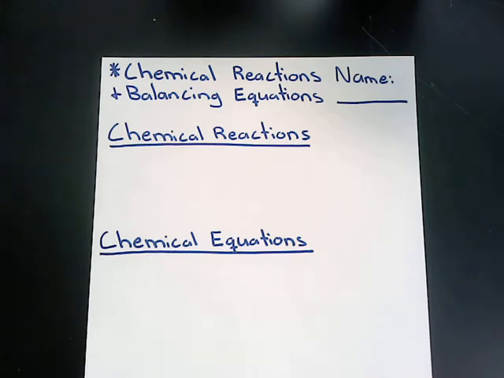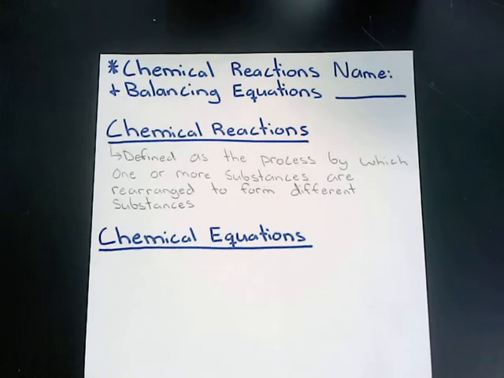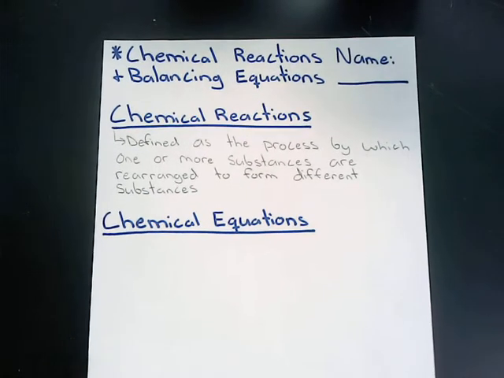So let's go ahead and get started here with chemical reactions. Chemical reactions are defined as the process by which one or more substances are rearranged to form different substances. Now, a related term is a chemical equation. A chemical equation is defined as a statement that chemists use to represent chemical reactions.